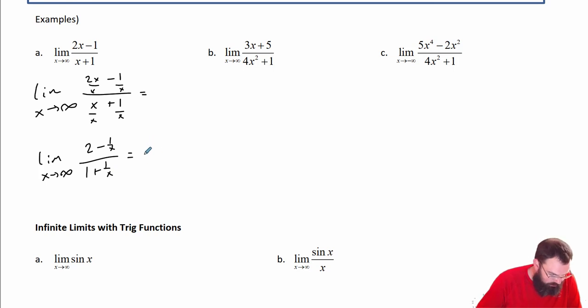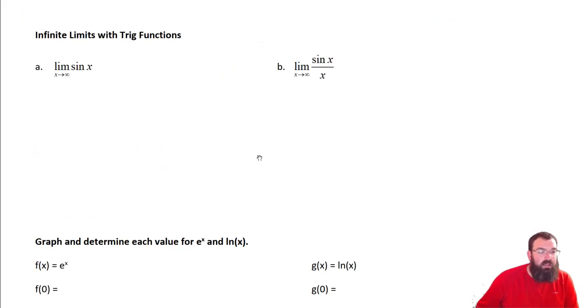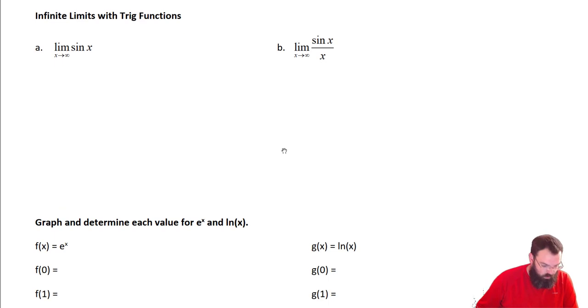So we can then say, well, this is 2 minus 0, because if I plug in infinity, that goes to 0. If I plug in infinity there, that also goes to 0, so that's 1 plus 0. So I get 2. Okay, so that's the algebraic way to do that. I would not be too concerned with that. I would definitely use the horizontal asymptote method, and I'm not even going to do part B and C. It's just that way of thinking. It's not that big of a deal to not remember how to do that, so don't worry too much about that. Infinite limits with trig functions. We've got a couple more examples to go, and then we'll be done with this one.